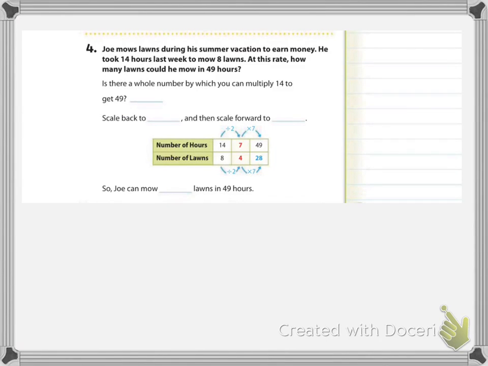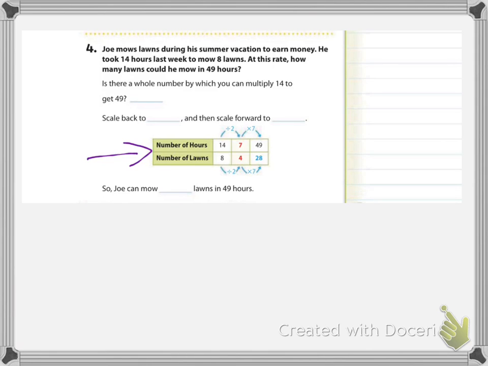So let's look at example 4. Joe mows lawns during his summer vacation to earn money. He took 14 hours last week to mow 8 lawns. At this rate, how many lawns could he mow in 49 hours? Okay, so if you see here, they've already started making the table for you. Actually, they completed the entire table.